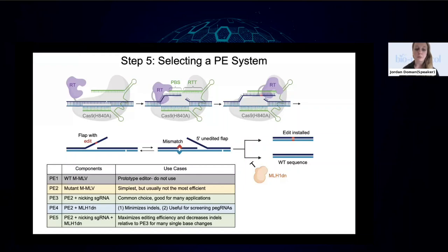So that's one way you can choose between PE3 and PE5. If you have a lot of indels in the PE3 system, you might want to switch to PE5 because PE5 has been shown to minimize indels. But on the other hand, if you don't want to inhibit cellular mismatch repair globally, you might want to stick with PE3. So I think of PE3 and PE5 as kind of similar, but certain aspects of your application or your edit type might tip the scales one way or the other.